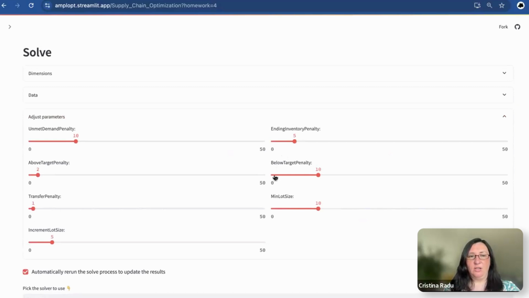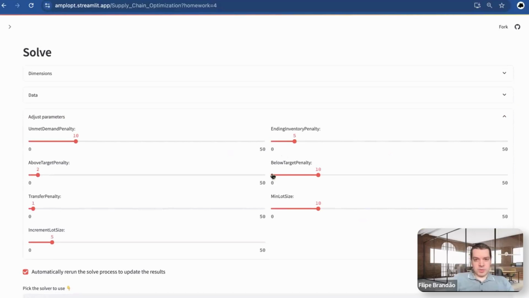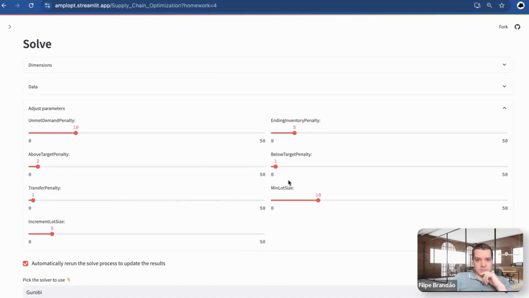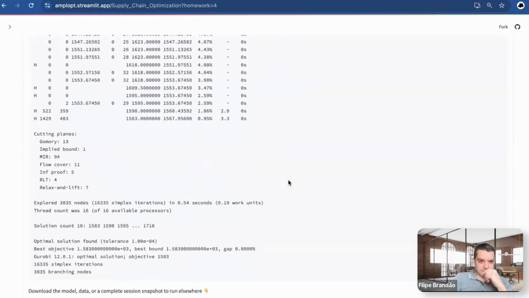So the scenario functionality is very powerful to also understand how a solver works. So to see this correlation between the input and the output, because if you change the input, you see the output and you understand how everything comes together in the solver. Yeah, and I'm just going to show you a small use case when playing with penalties, for instance. So below target penalty, let's imagine that we reduce it to 1, and let's see what happens.